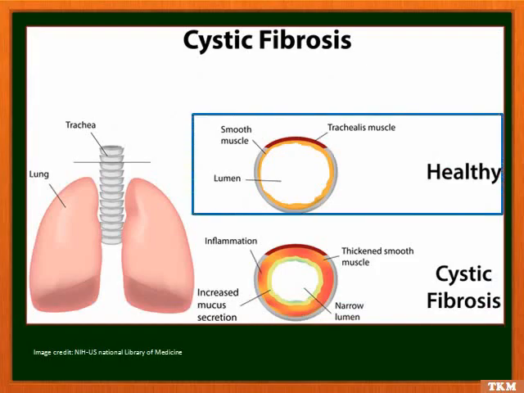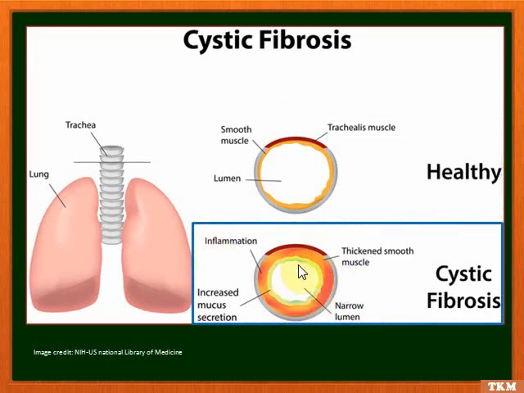So this is a closer look at the transverse section. The smooth muscle, if you take a look, this is how it looks in the healthy individual. Whereas in cystic fibrosis, oh my god, inflammation, increased mucus secretion, thickened smooth muscle. You can see the difference between the smooth muscle of a healthy individual and the smooth muscle of a person suffering with cystic fibrosis. It is just clogging the airway. It is increasing the difficulty to breathe in the air.